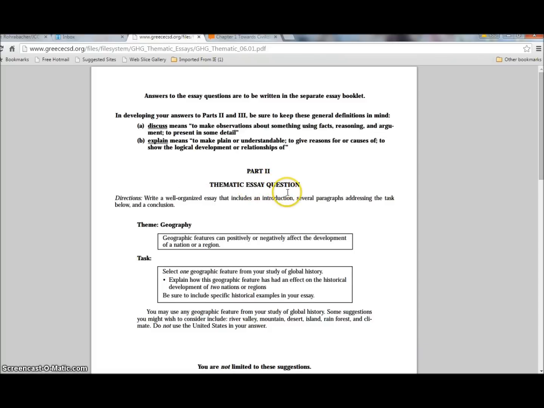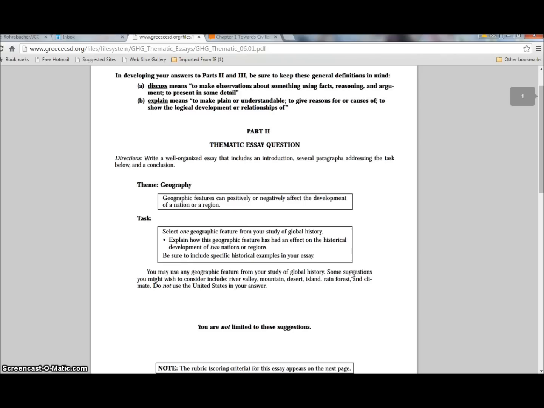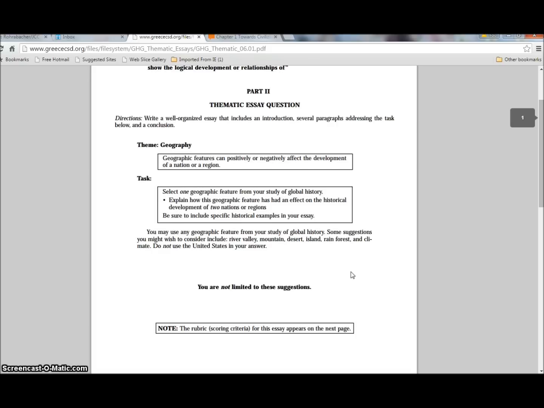Thematic essay question. And the directions part, the first thing you got to do is read the directions. It says write a well-organized essay that includes an introduction, several paragraphs, there's a keyword there, several, addressing the task below, and a conclusion. So you have to have an intro, you have to have several body paragraphs that address the task, and then wrap it up with a conclusion. All right, so let's look at what the setup of this essay is. I picked a very simple one for our first try. It's on geography, something that we've just been covering.